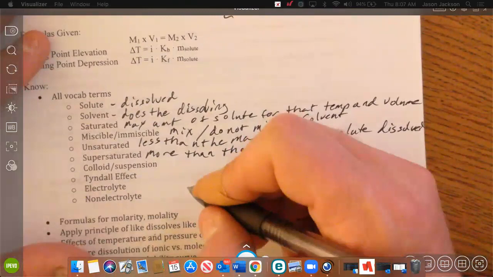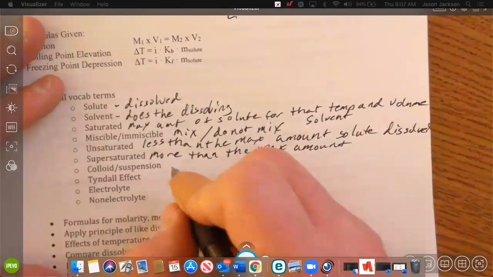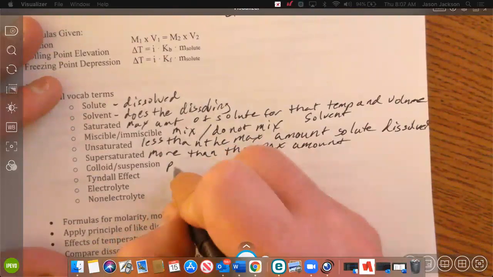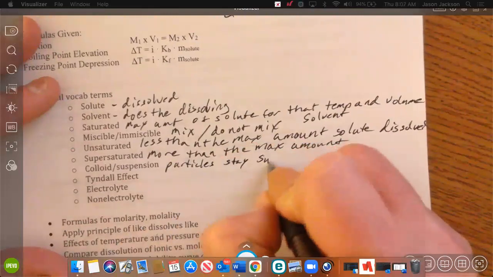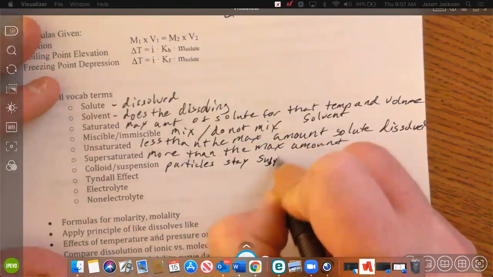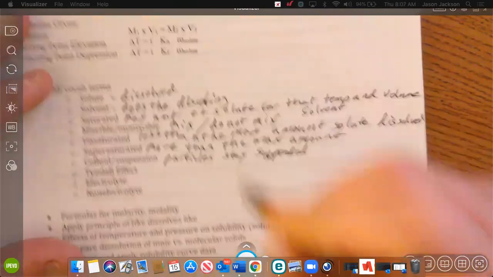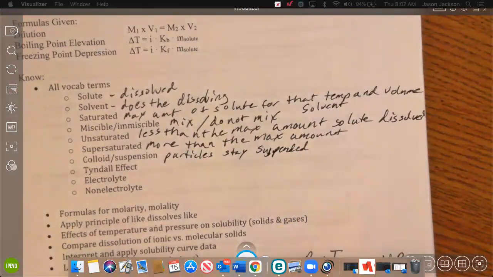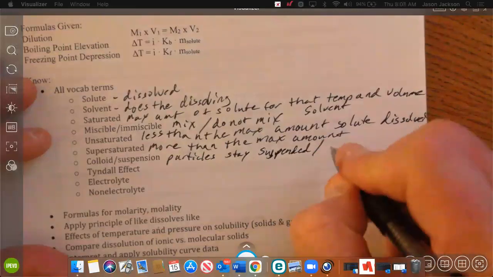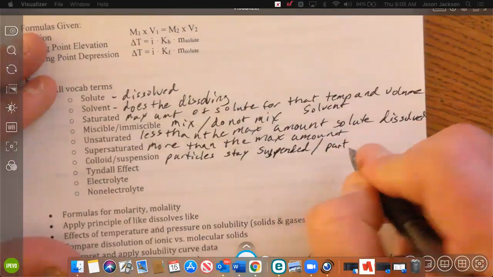A colloid. A colloid is when particles stay suspended in a solvent. So for example, like orange juice or whatnot, you have the pulp all the way throughout it. It stays suspended. Or toothpaste, the grit stays suspended in the toothpaste. Versus a suspension would be like chocolate milk. The particles fall due to gravity.